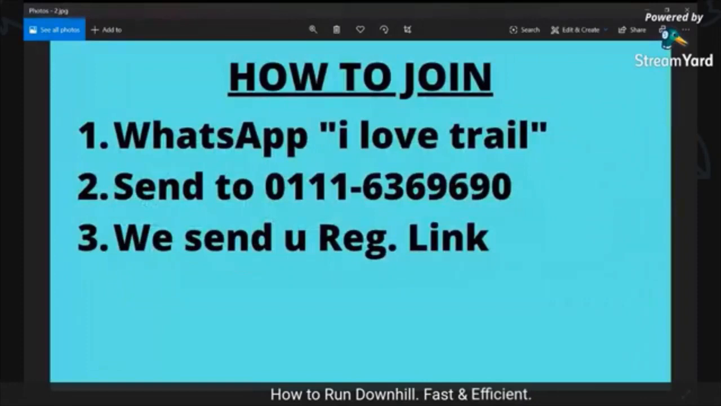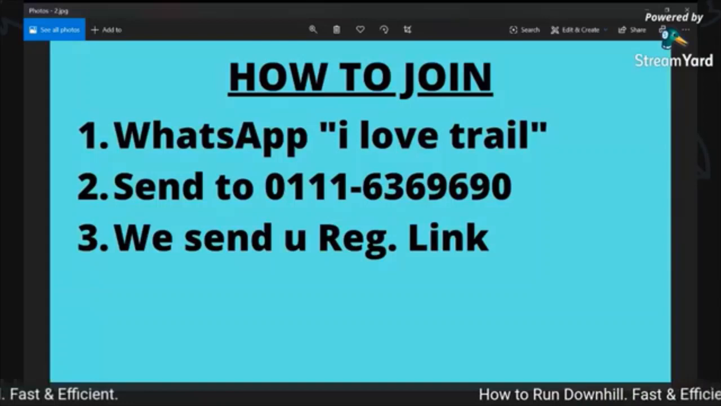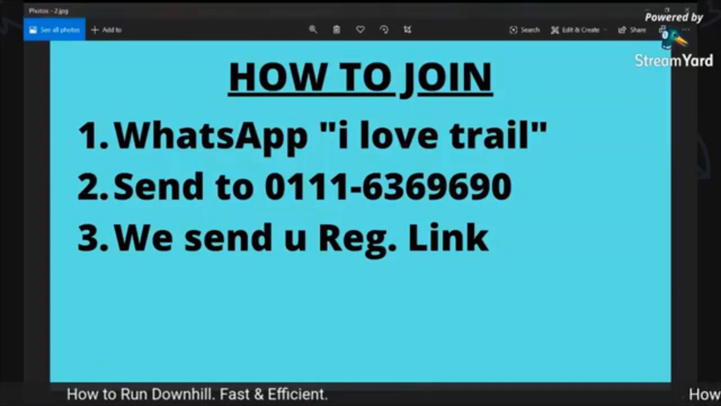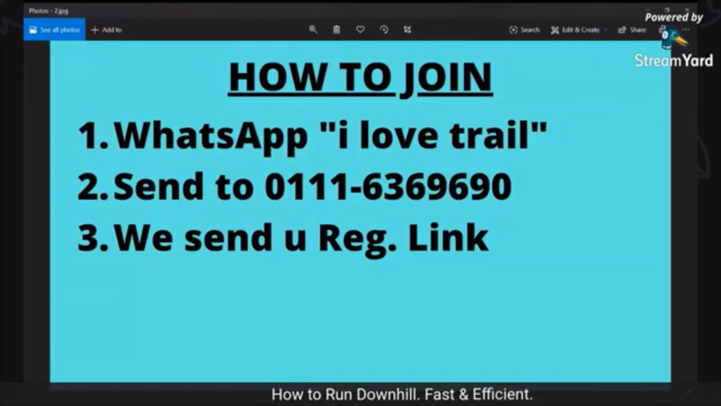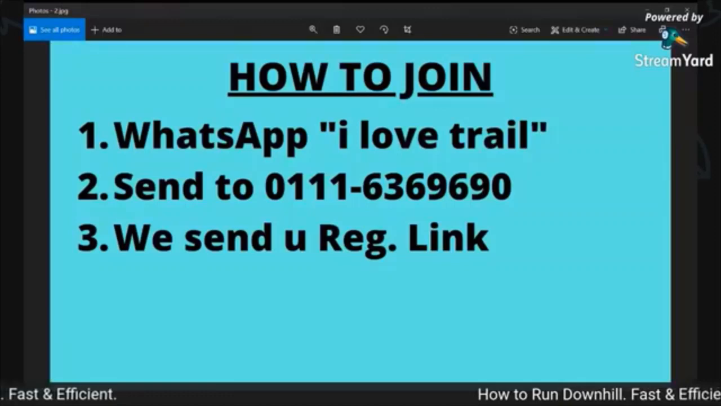Okay, so how to join and get this first trial? For the first free trial, you just need to WhatsApp "I love trail" to this number, or leave a comment on this live and I will send you a registration link to sign up.